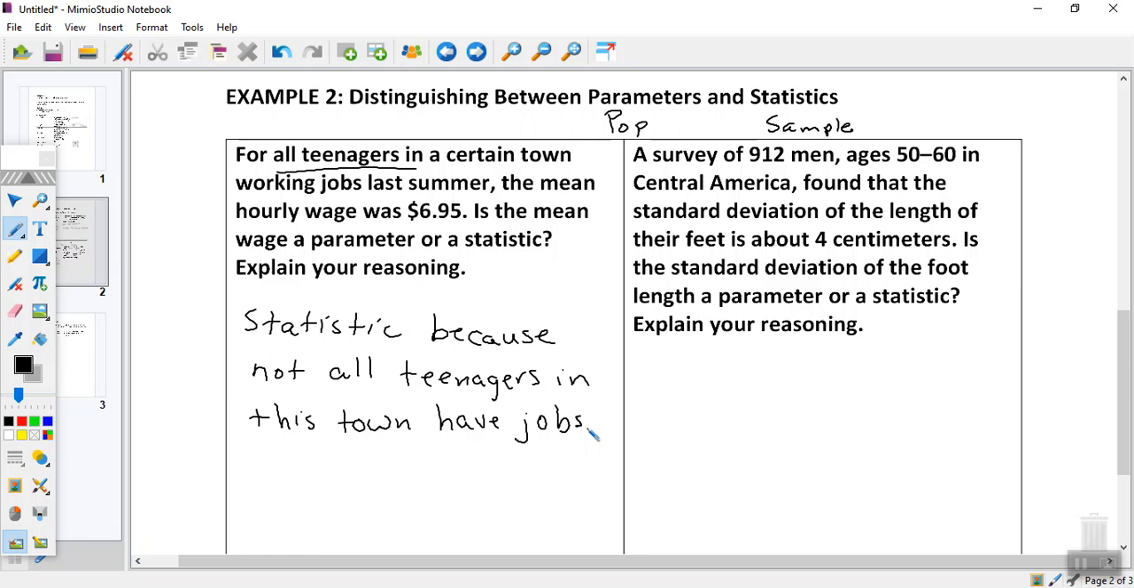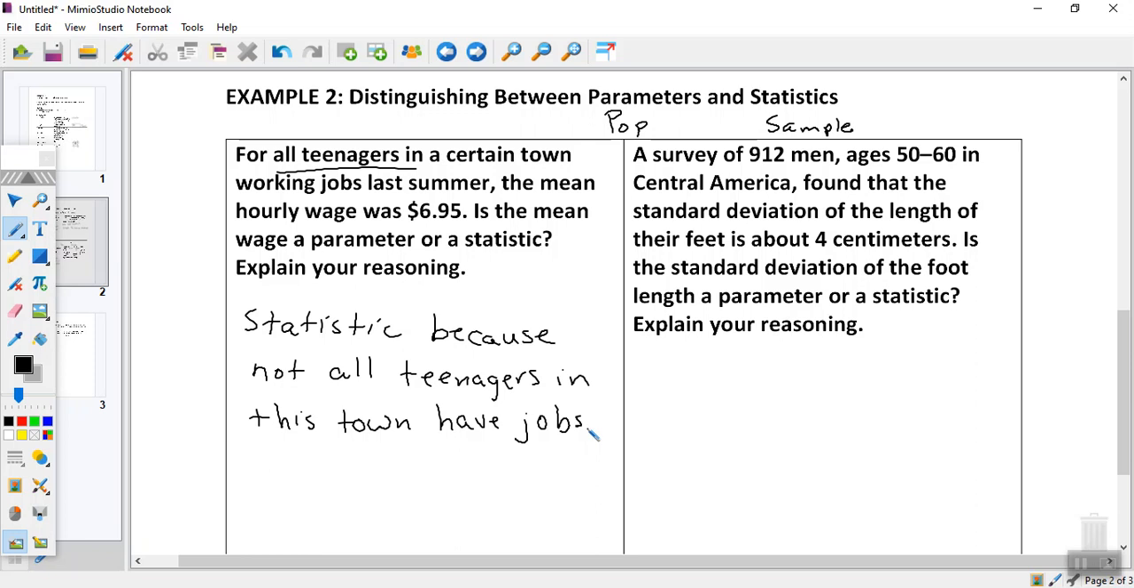What do you guys think? Statistic. Why do you think it's a statistic? Because it's not all the same. Not all the same. What do you mean, not all the same? Like, some of their feet would be more than 4 inches almost. Okay. Are we accounting for all of their feet?